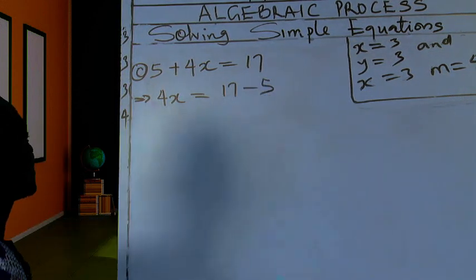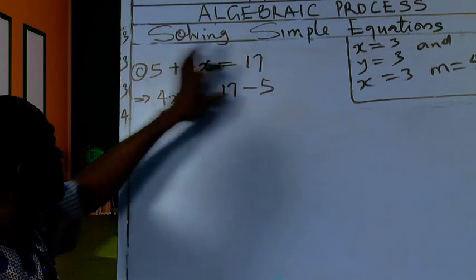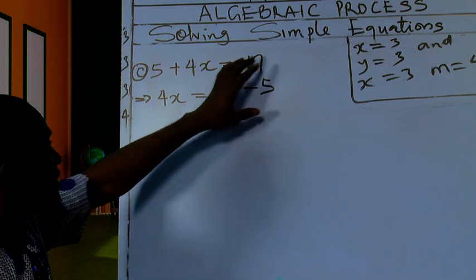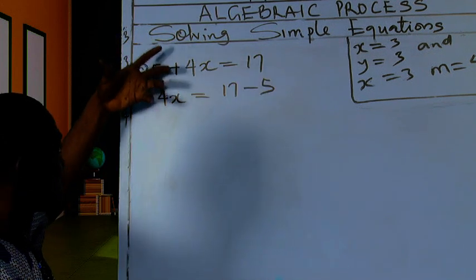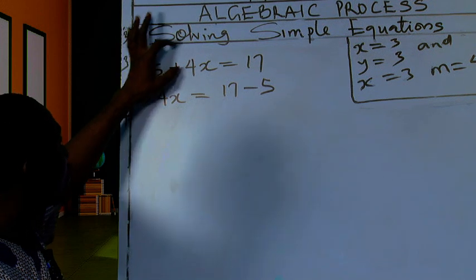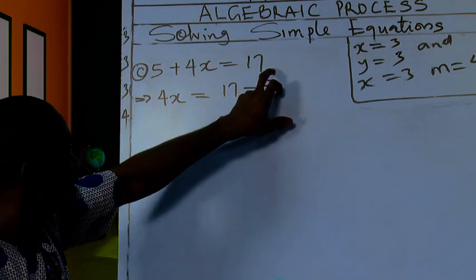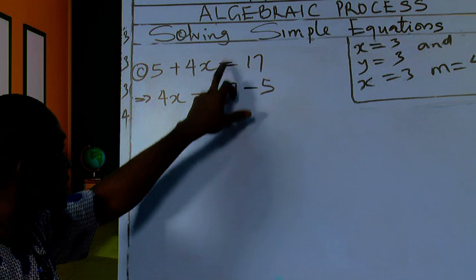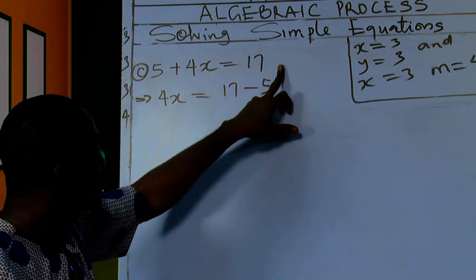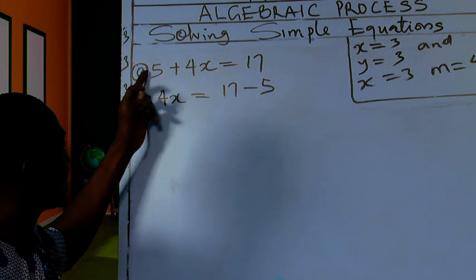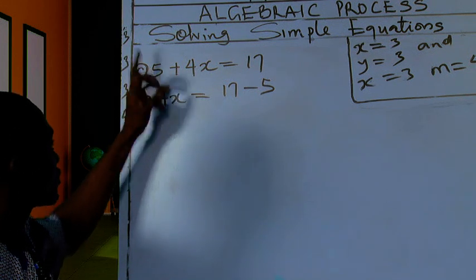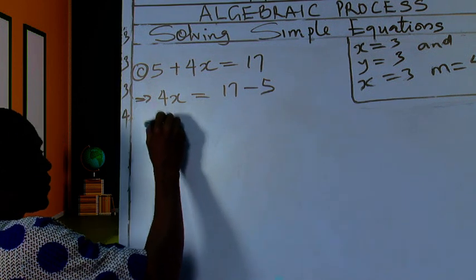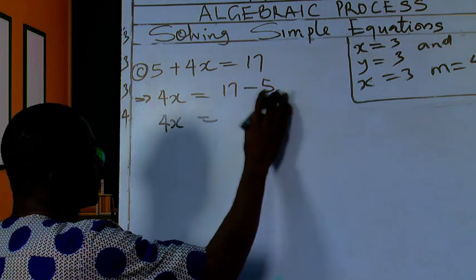Why? Because we collected the like terms, and 5 and 17 are absolute terms. But for 5 to go and meet 17 on its side, it has to cross this bridge, which is the equal sign. So moving 5 to the other side changes its operation sign from plus to minus. That is why we have it here as minus 5. Okay, and this will now be 4x equals 17 minus 5, to be what?